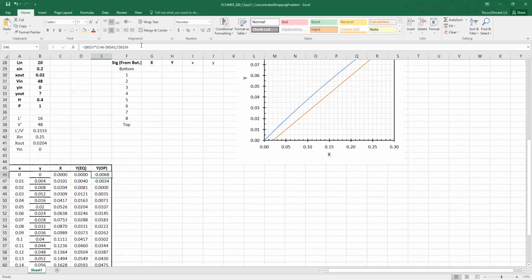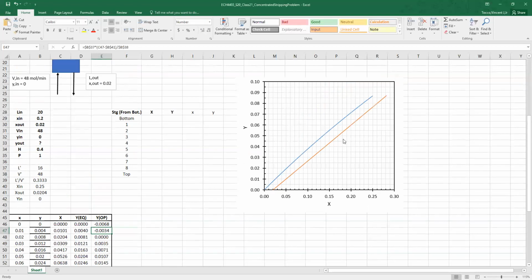The equation for the operating line for a stripper involves x out and y in, because we know what both of those values are. We know both x out and y in, and because y in is 0, I don't have to worry about it. So the formula is L prime over V prime times x of stage n minus x out. And I can copy and drag that formula all the way down. And if I plot my equilibrium data, which is the blue line, and my operating line, which is the orange line, I can get a sense for what these look like.